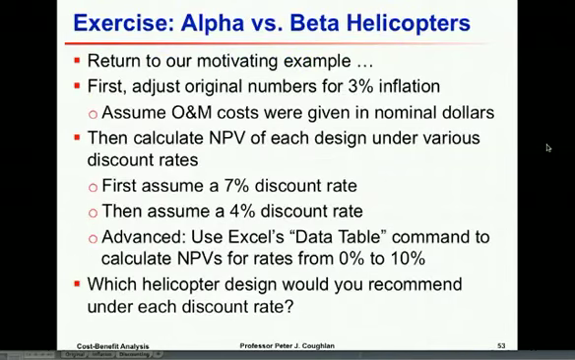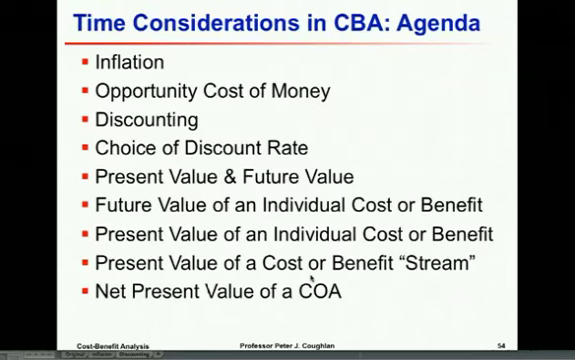So let's return to our motivating example of the alpha versus beta helicopters. What I suggest you do is first adjust the original numbers for 3% inflation, and assume that the operating and maintenance costs were given in nominal dollars. Initially we said real dollars, but now we change it to nominal dollars. Then calculate the net present value of each design under the various discount rates. What if it's a 7% discount rate? What if it's a 4% discount rate? And finally, I talk about using Excel's data table command to calculate NPVs for rates anywhere from 0 to 10%. Which helicopter design would you recommend under each discount rate? Well, let me show you that.